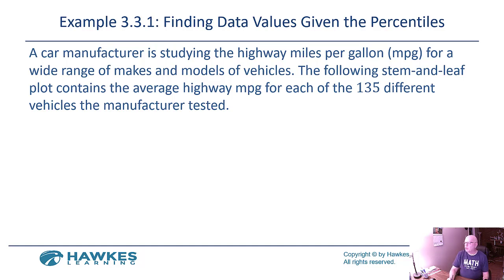Here's an example we can use. It's a rather large one. What you might want to do is go check out the PowerPoint for this one and print out these next 3 pages. What you've actually got is a stem and leaf plot, which means you've actually got all the data values and they're in order. It's an ordered stem and leaf plot. 135 different vehicles.